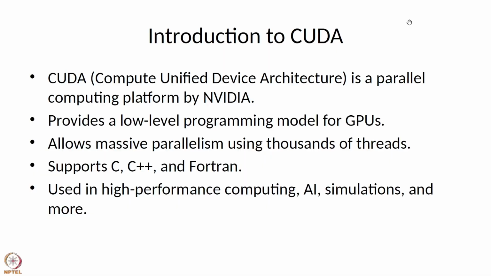First of all, what is CUDA? CUDA is Compute Unified Device Architecture, a parallel computing platform by NVIDIA, and it is specific to NVIDIA general-purpose graphics processing units. It provides a lower-level programming model for the GPUs, and it allows for massive parallelism using hundreds of thousands of threads. It is supported in C, C++, and Fortran. It is used for high-performance computing for artificial intelligence, machine learning, simulations, and a lot more.